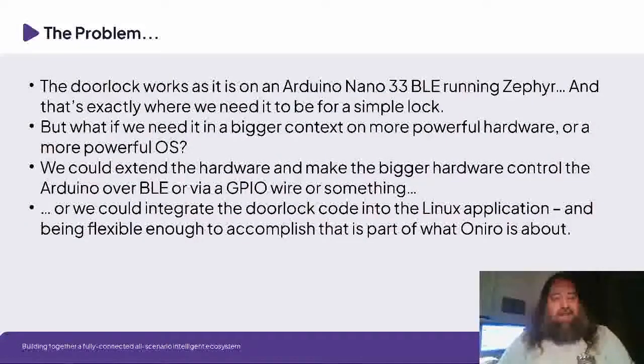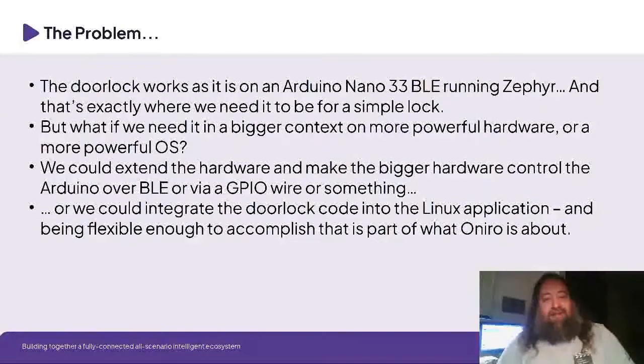So, as you have seen, we have a nice little lock that works on an Arduino Nano 33 BLE running Zephyr, and that's exactly what we need it to be for a simple lock like this. But what if we need it in a bigger context? Maybe on more powerful hardware with a more powerful OS, for example building a vending machine that unlocks several compartments containing the products based on user interaction.